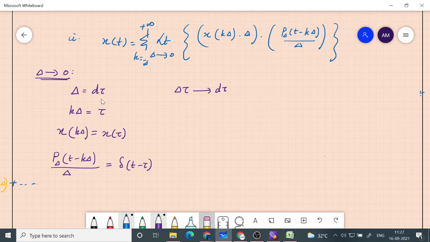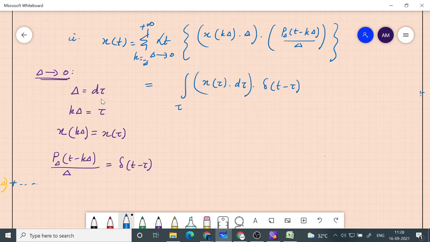So we are now putting it all together in this expression, and then we will remove the summation. We can keep the summation for some more time. So this is basically summation over tau. The summation will become actually integration, so this is an integration with respect to tau. The first term is x of tau, and then there is a d tau, and the second term is delta of t minus tau.